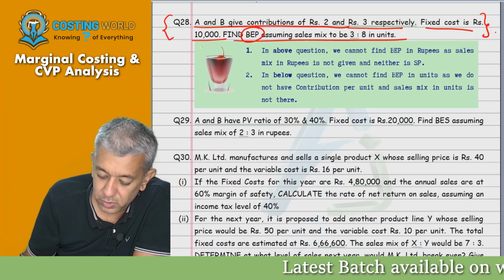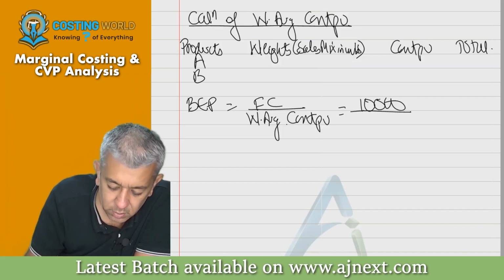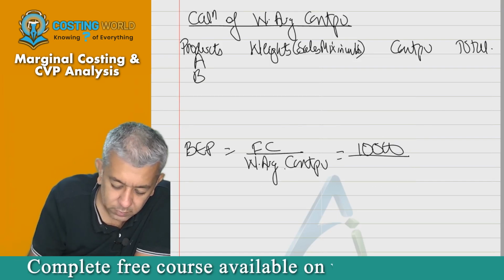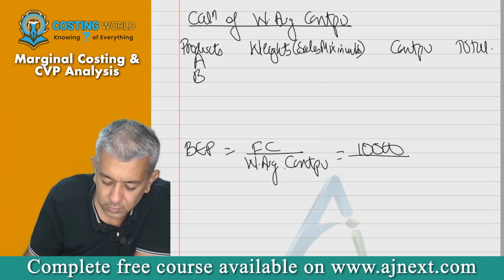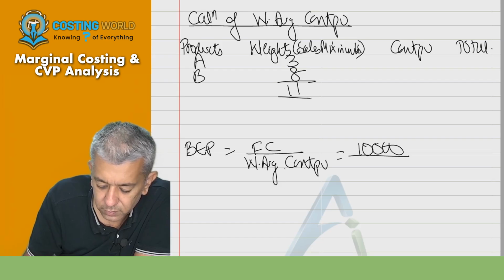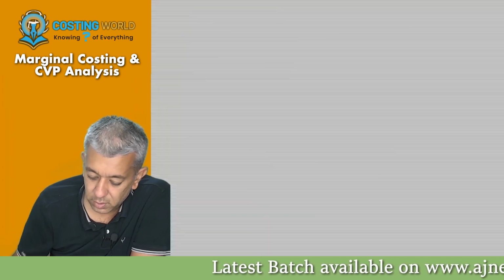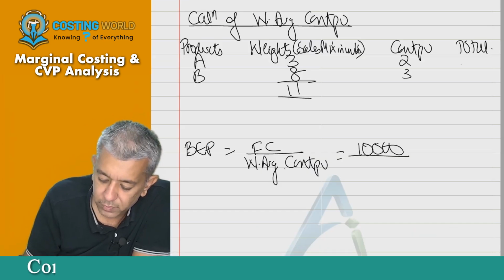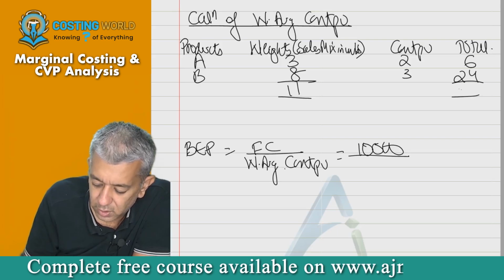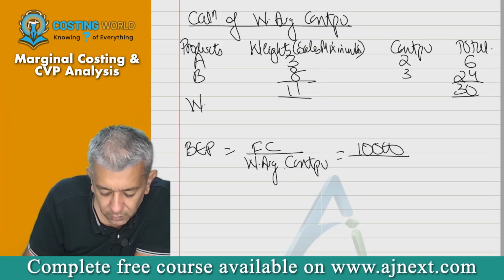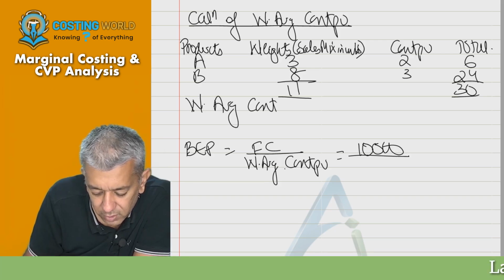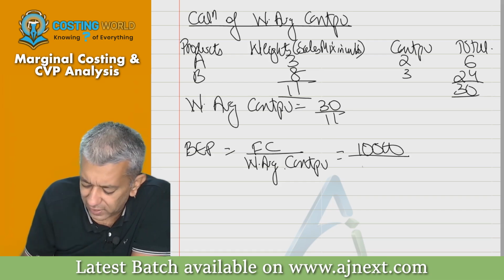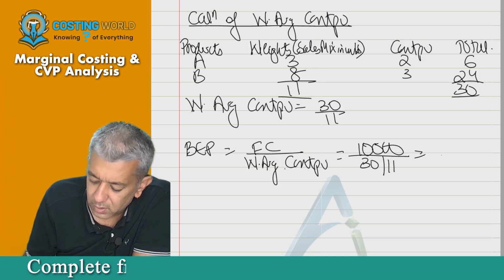So you have two products over here, A and B. Weights 3 and 8, total 11. Then contribution per unit 2 and 3. So multiply: 6, 24, total 30. So weighted average contribution per unit is equal to 30 upon 11. I'll leave it like that only. Get me this answer.